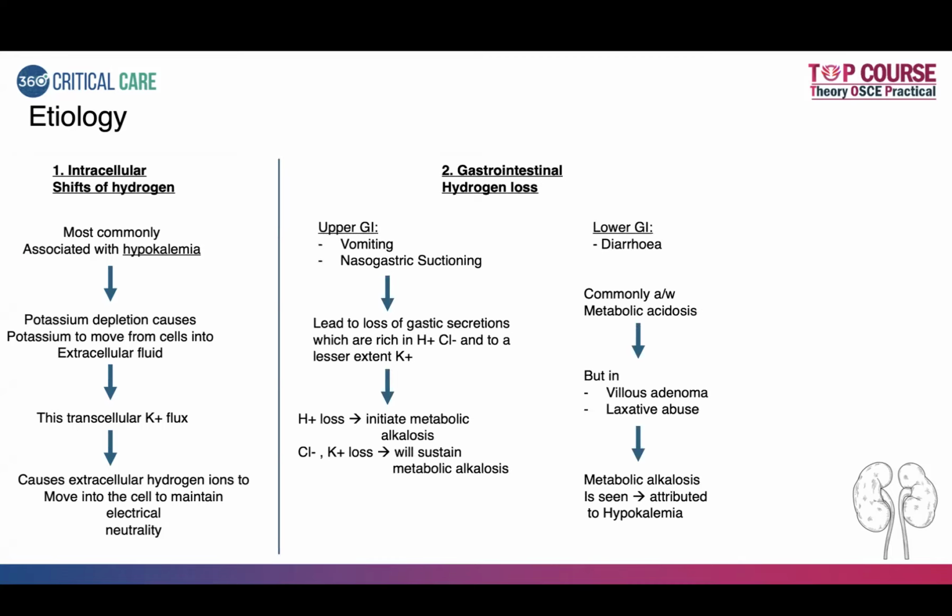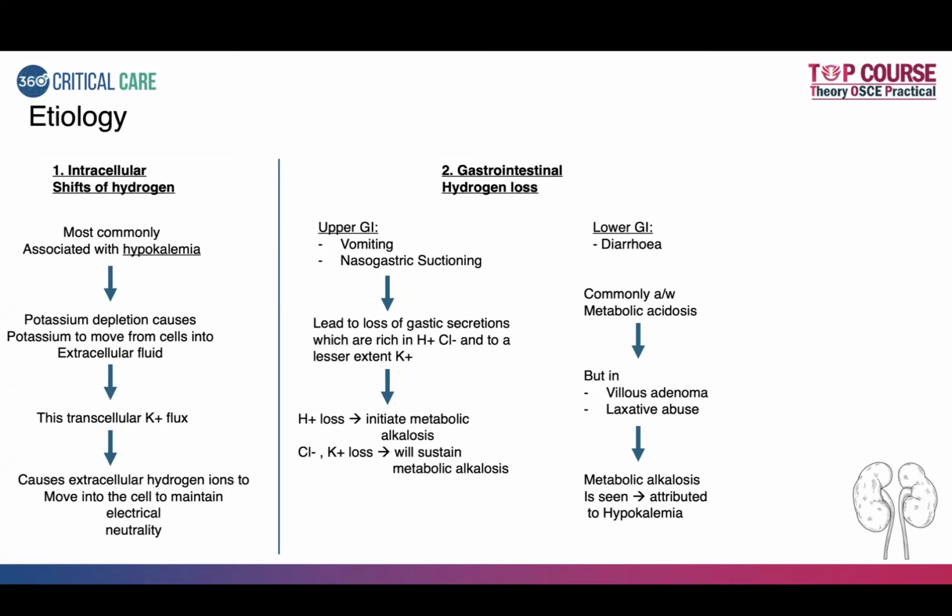Next, gastrointestinal hydrogen losses also can lead to metabolic alkalosis, which is more commonly seen with upper GI sources like vomiting or nasogastric suctioning. So, in these two conditions, there can be loss of gastric secretions, which are rich in hydrogen, chloride, and to a lesser extent, potassium. So, hydrogen losses initiate metabolic alkalosis, whereas chloride and potassium losses will sustain the metabolic alkalosis.